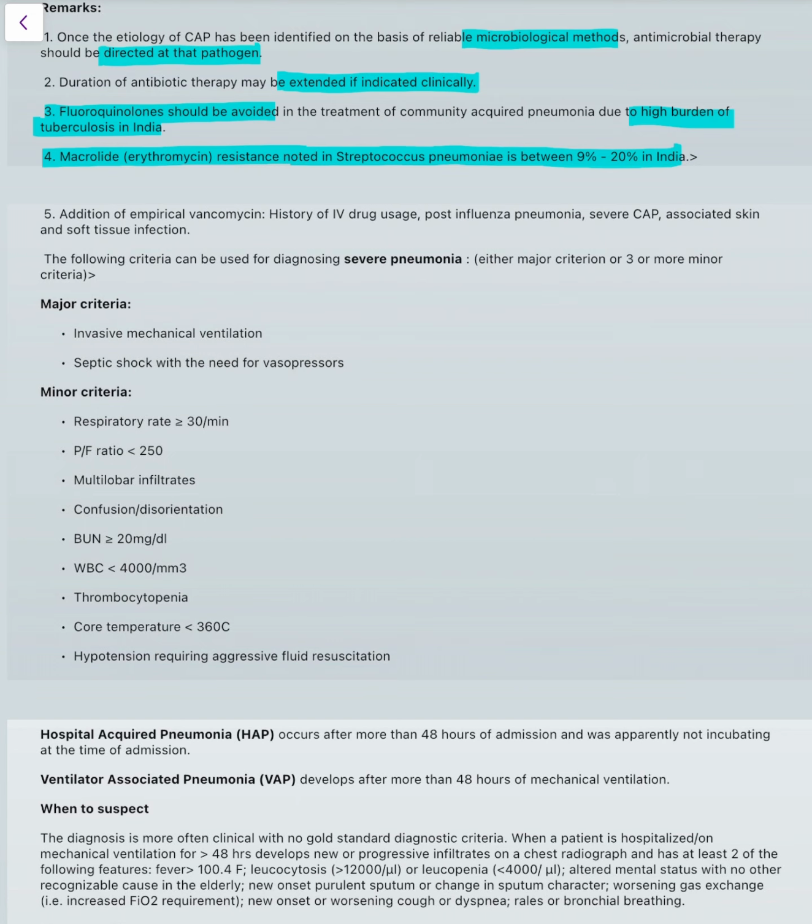And additional empirical vancomycin has to be considered. Now vancomycin is for MRSA, as we all know. For patients who have a history of IV drug abuse, post-influenza pneumonia, severe CAP, and association with skin and soft tissue infections. IV drug abuse and skin infection are most commonly caused by staph only. In post-influenza pneumonia and severe CAP, have to suspect MRSA and start on vancomycin. The dose is 15 to 20 milligram per kg per day.